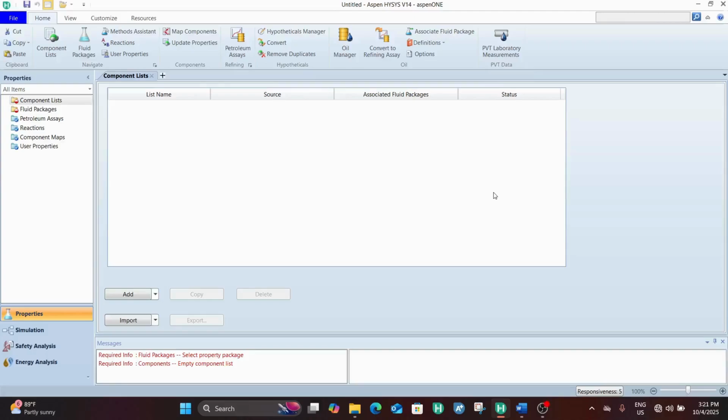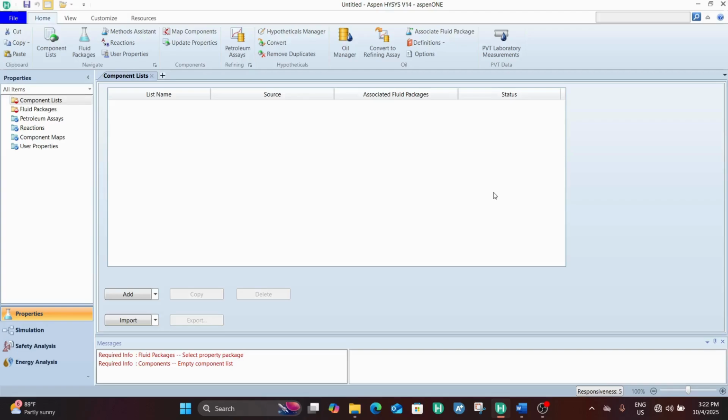Currently on the Aspen Hysys environment, we are not on the simulation environment from the get-go. And the reason for that is that we're going to be having a bit of a detour. We're going to derail a bit from the usual route we take for our simulation. Firstly, if you currently know how to create the component list and fluid package, you're in the right dimension at the right time.